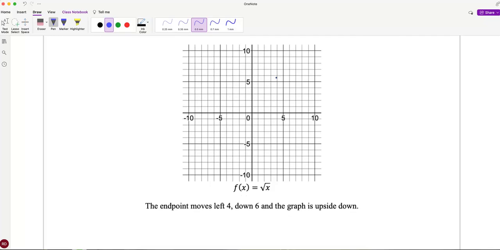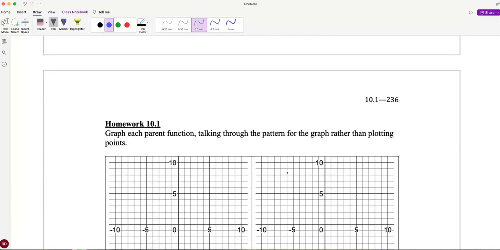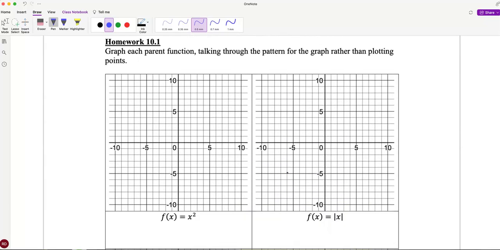The square root of x, move the graph left 4 and down 6, and the graph is upside down. So keep in mind, normally I would go over 1, up 1, over 4, up 2. That's my square root of x. So now instead of going over 1, up 1, I'll go over 1, down 1, over 4, down 2. This guy is upside down. Okay. So again, if you know the pattern, it just makes it easier to graph these guys. And that leads you up into the homework for this section.